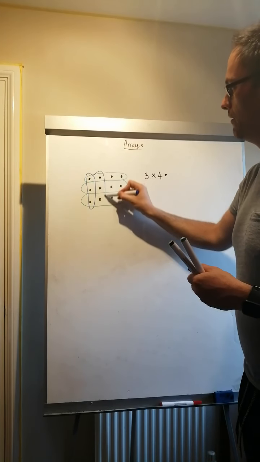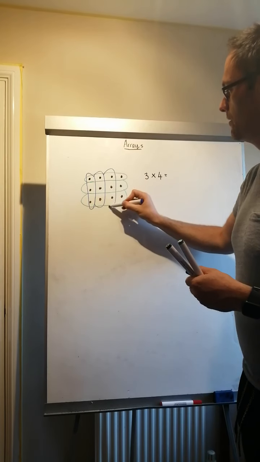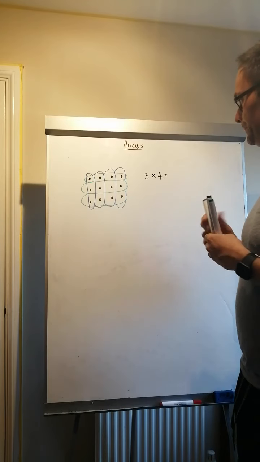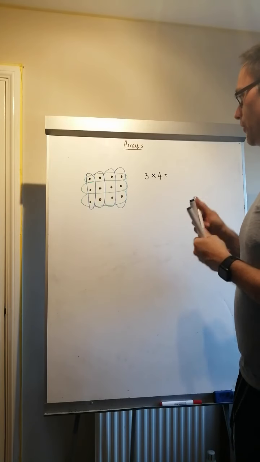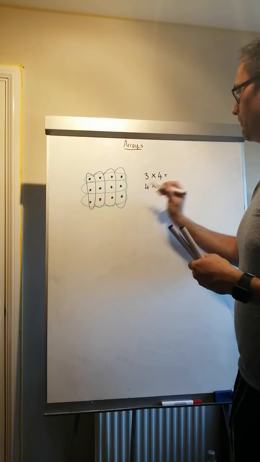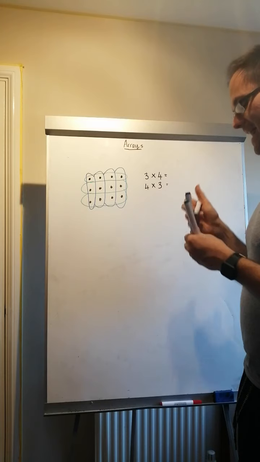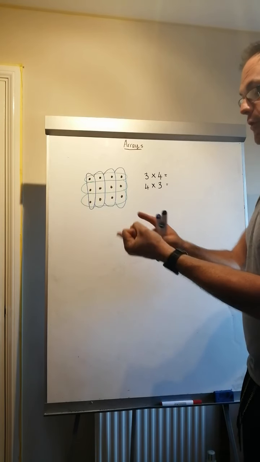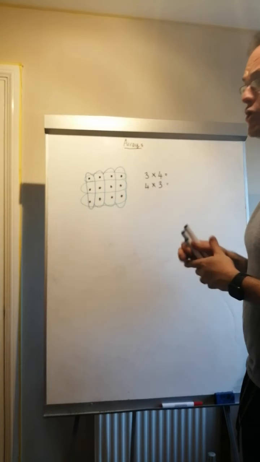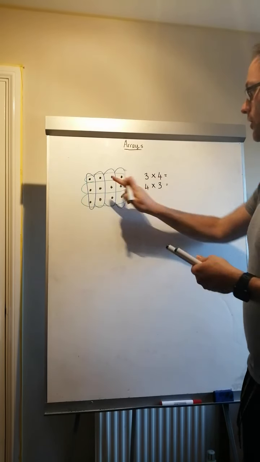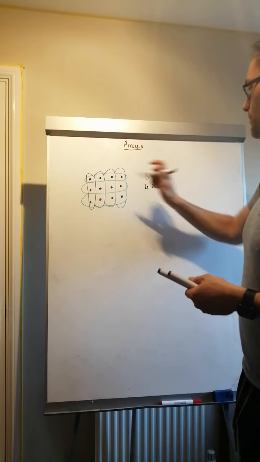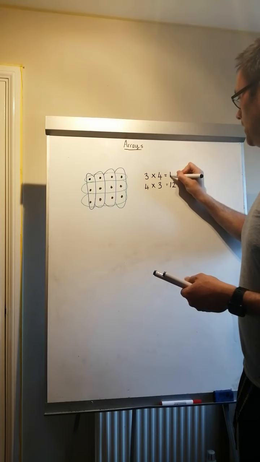1 group, 2 groups, 3 groups, 4 groups. So this time I have got 4 groups. Remember, we swapped them round. So I've got 4 groups of 1, 2, 3. Right. I can count in 3s. 3, 6, 9, 12. And if you're not good at counting in 3s, check. 1, 2, 3, 4, 5, 6, 7, 8, 9, 10, 11, 12. So I can put 12 in there and 12 in there.